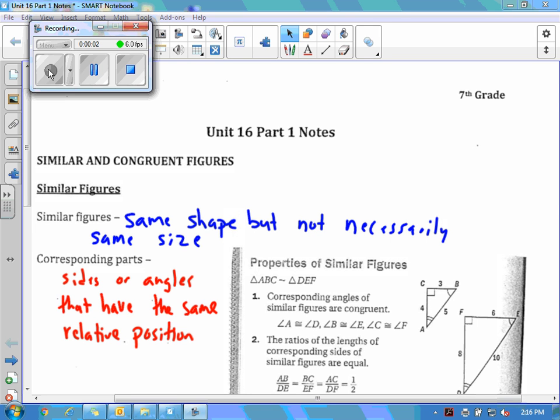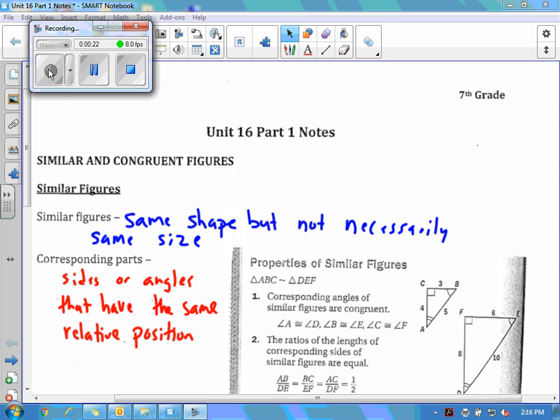In Unit 16, we're going to be talking about similarity and congruency and scale. In Unit 16, Part 1, we're talking about similar and congruent figures. So a couple definitions for you. First off, similar figures have the same shape, but not necessarily the same size. So same shape, not the same size.